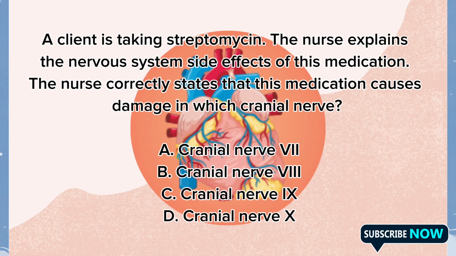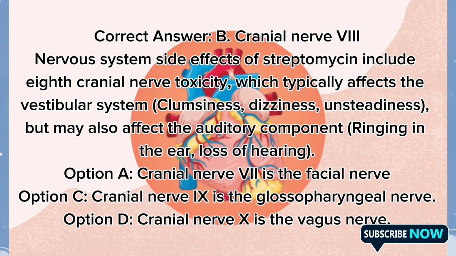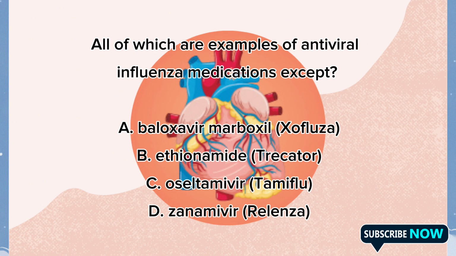A client is taking streptomycin. The nurse explains the nervous system side effects of this medication. The nurse correctly states that this medication causes damage in which cranial nerve? Correct answer, B. Cranial nerve 8. Nervous system side effects of streptomycin include 8th cranial nerve toxicity, which typically affects the vestibular system, causing clumsiness, dizziness, and unsteadiness, but may also affect the auditory component, causing ringing in the ear and loss of hearing.